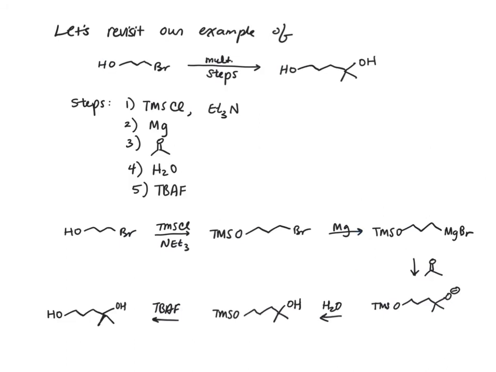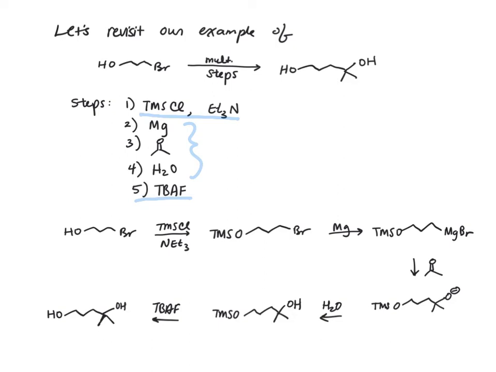Let's revisit our example where we're trying to convert bromopropanol into this diol over multiple steps. Now, instead of going directly to the magnesium, we are protecting the alcohol with TMS chloride. Then we accomplish the transformation that we want to accomplish to convert that bromide into an alcohol with two new methyl groups. And then we deprotect with TBAF, or tetrabutyl ammonium fluoride. Let's look at the reagents to see how that works.